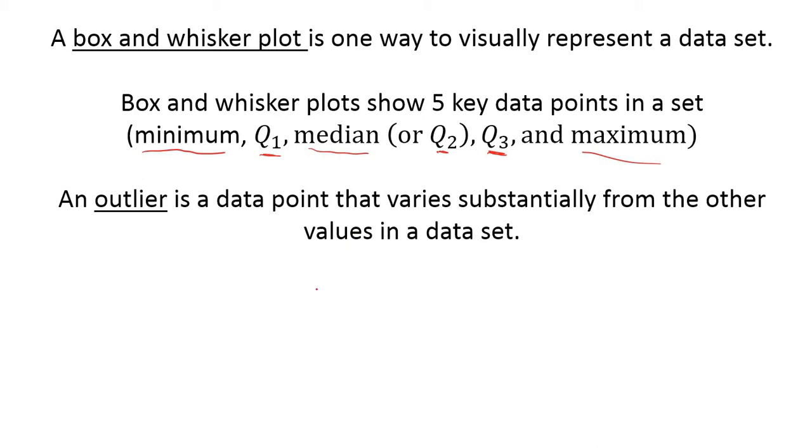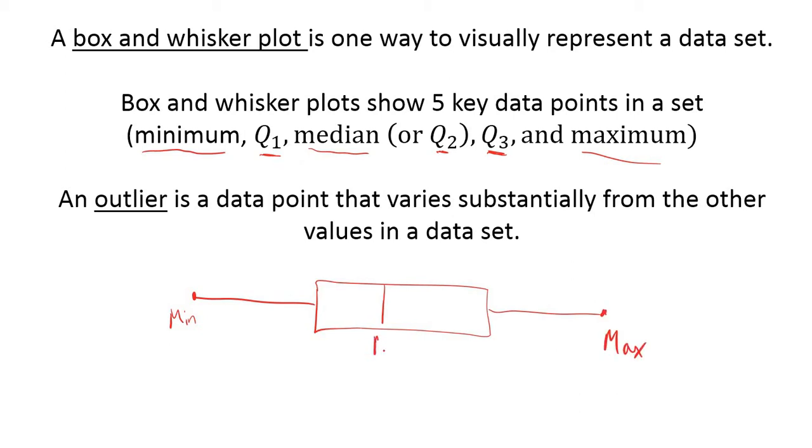What does a box and whisker plot look like? Let me just show you a quick example. So there's a box, and then it's got these whiskers out here. The minimum value is out here at the end. The maximum value is on the other side. The median is right in the middle. That's what this line represents. Q1 is right here, and Q3 is up here.